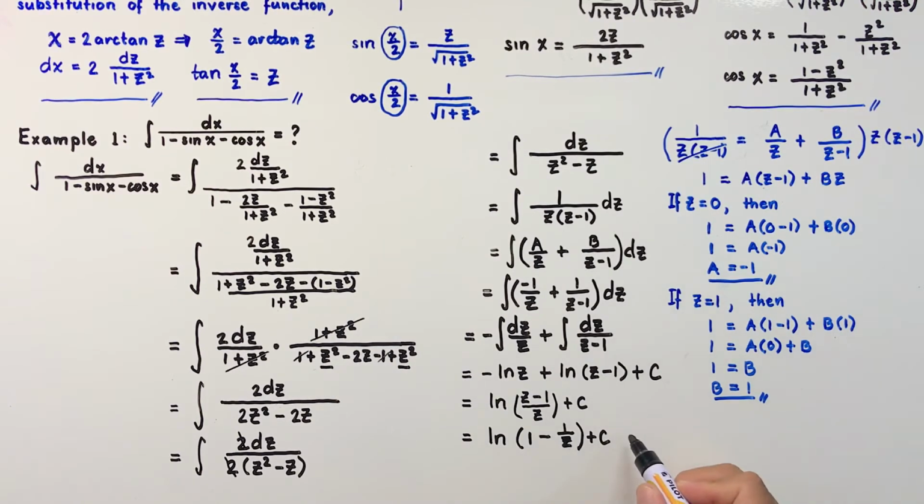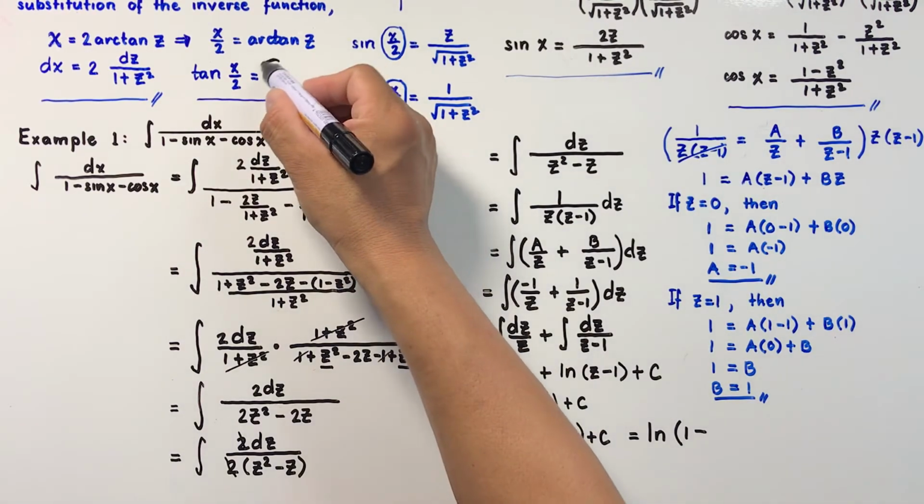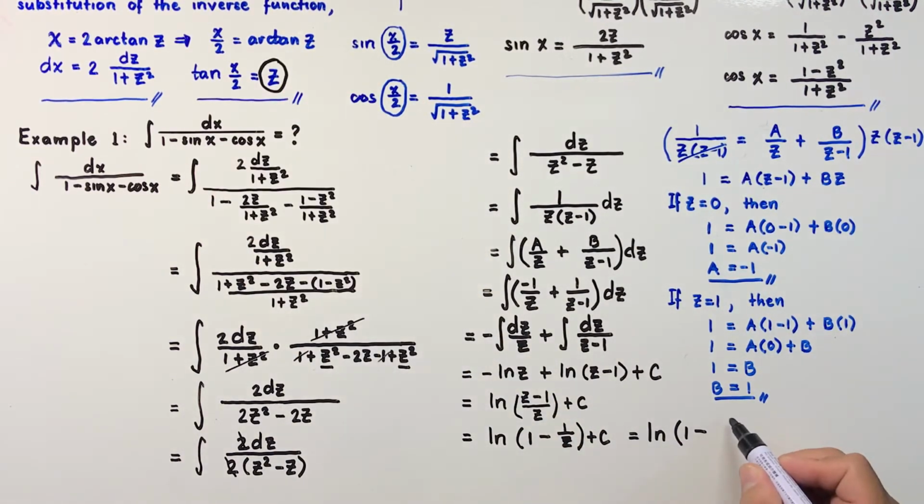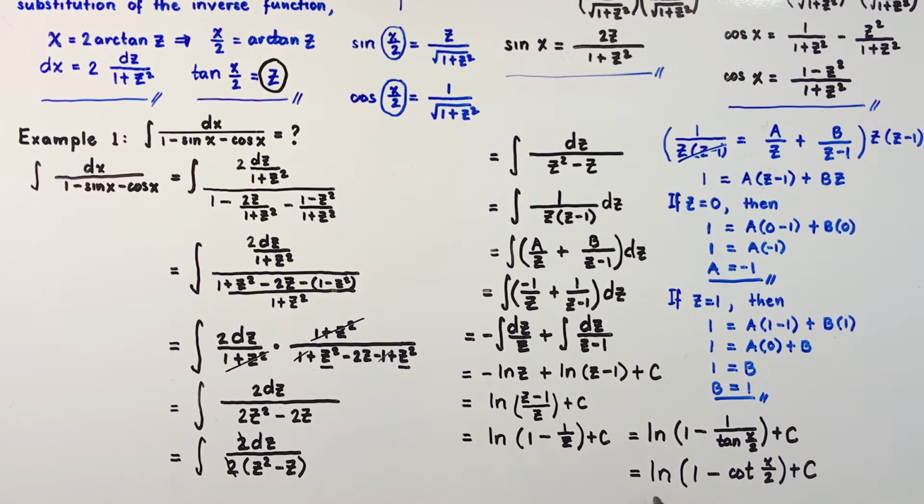And we know already that the value of z is tangent of x over 2. So here we will have 1 over tangent of x over 2 plus the constant of integration c. So therefore, our answer is equal to the natural log of 1 minus the cotangent of x over 2 plus the constant of integration c. So this is now our final answer for this example number 1.